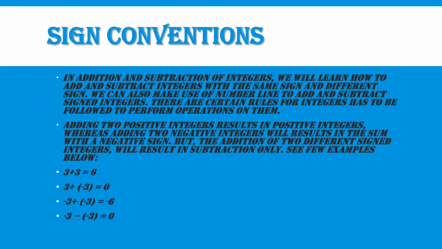We have the positive sign and the negative sign. In addition and subtraction of integers, we will learn how to add and subtract integers with the same sign and different sign. We can also make use of a number line to add and subtract signed integers. There are certain rules for integers that have to be followed to perform operations on them. We can also use a number line to add or subtract integers, but that will take a very long time. So there is a short method for this. Adding two positive integers results in a positive integer, whereas adding two negative integers will result in a sum with a negative sign. But the addition of two different sign integers will result in subtraction only.